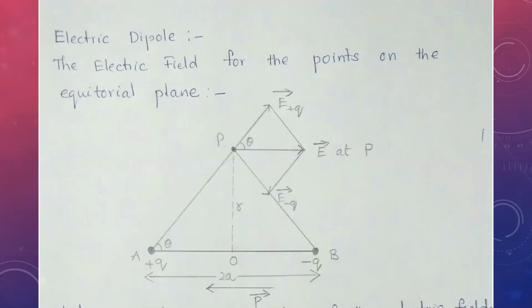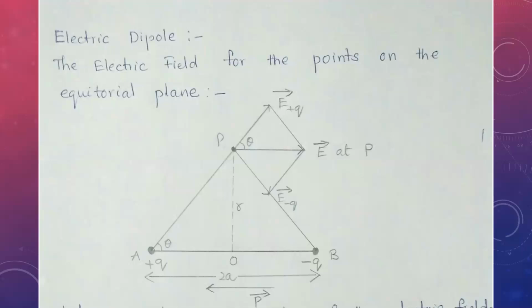Now, dipole moment, as we have defined earlier, is a vector, the product of q and 2a. Its direction is always from negative to positive, that is, from minus q to plus q, which is the direction of the dipole moment. You can see it at the bottom of the figure.